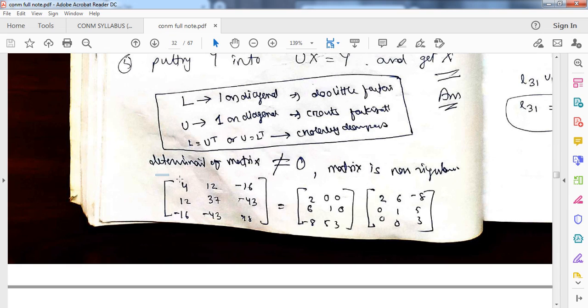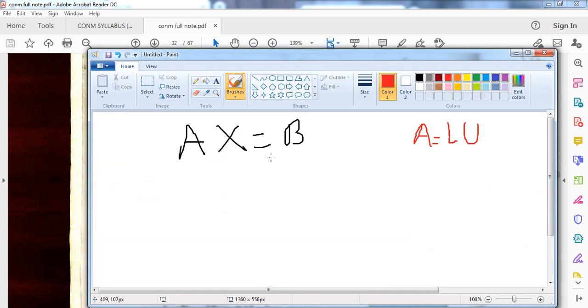Suppose this matrix, 4 12 minus 16, 12 37 minus 43, minus 16 minus 43 98, is equal to this smaller matrix multiplied with this smaller matrix. If you do so, you will find that this is equivalent to this matrix. So A equals LU, and this is one way of saying it. I am assuming that my matrix A is a multiplication of two matrices L and U. So I have LUX equals B.